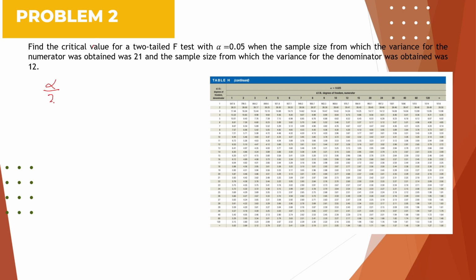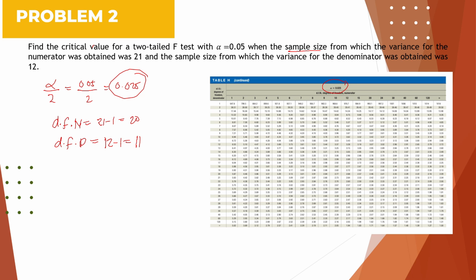So alpha divided by 2 is what we refer to in the table. So 0.05 divided by 2, that is 0.025. So the alpha that we're going to refer to in the table is 0.025. And since the sample size is given, not the degrees of freedom, dfn is equal to 21 minus 1, that is equal to 20. Our dfd is equal to 12 minus 1, that is equal to 11.